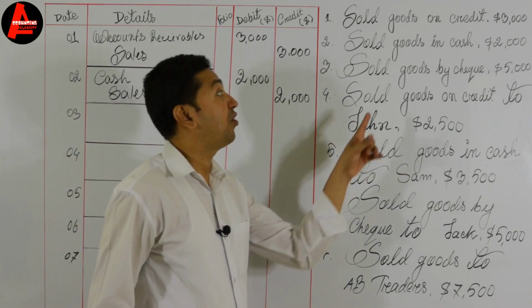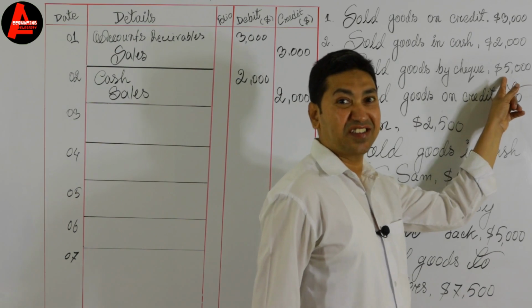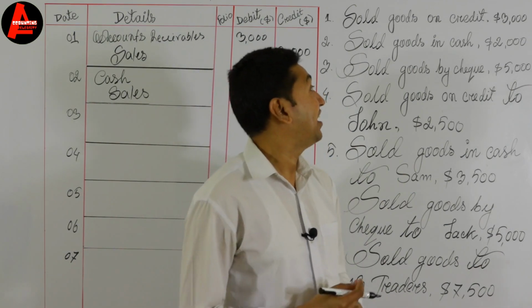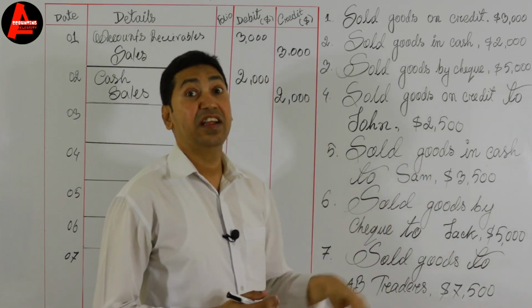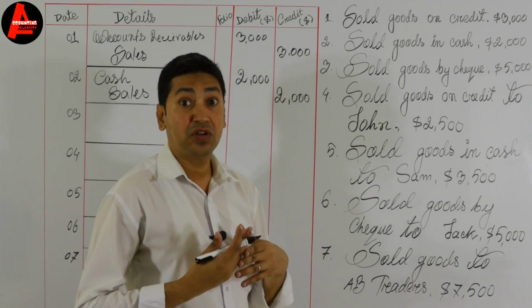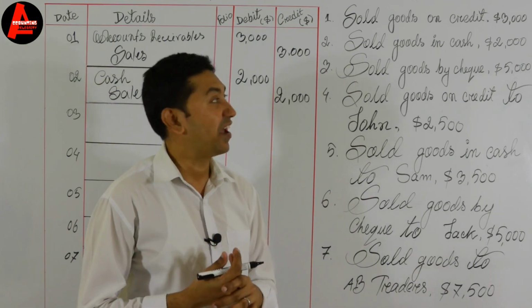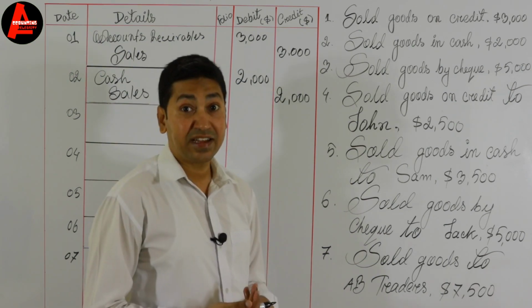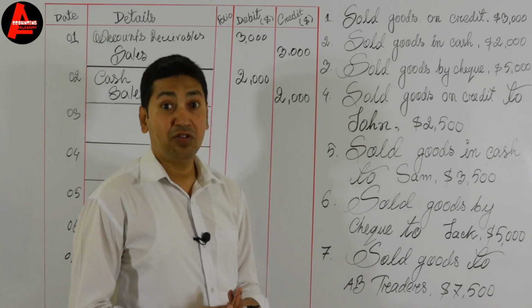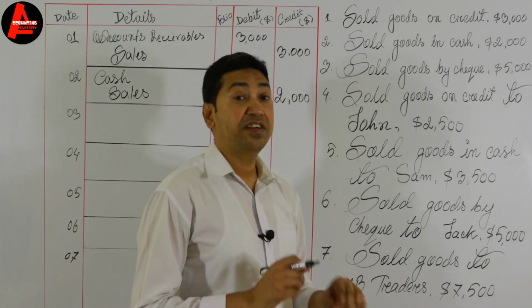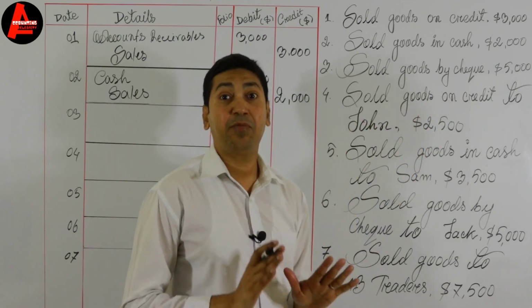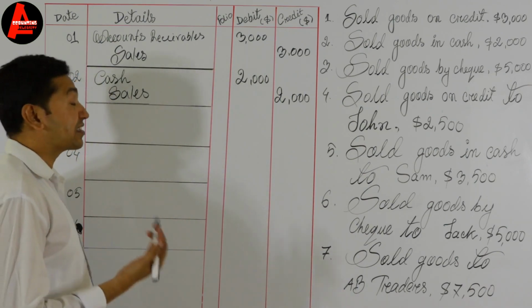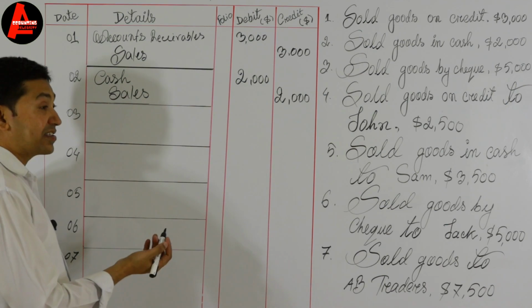What is number 3? Sold goods by check, $5,000. Here business sold goods not on credit, not in cash. It is sold by check. That means business sold goods and received a check. So receiving a check means receiving money by bank. Don't forget, bank is an asset, so asset is increasing, asset will be debited. Where there is a check you should write bank, never write check in any books of account. So here bank is increasing means asset is increasing, so increasing asset will be debited.